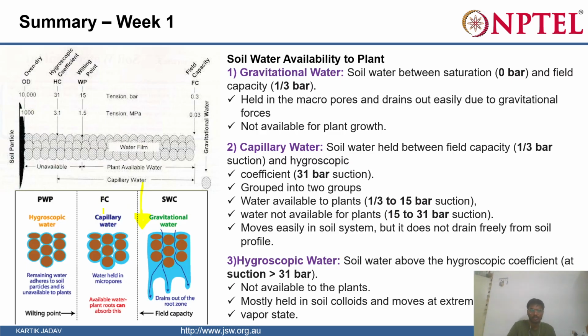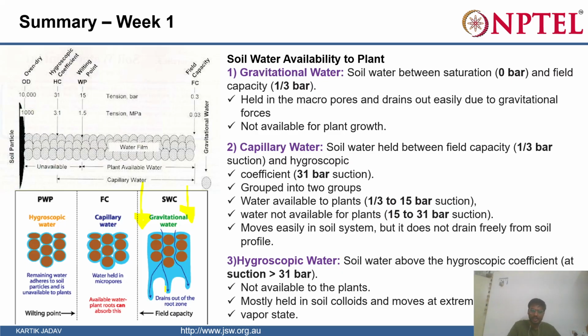So for that, simply understand that if we are flooding any soil, it's not that all the water will be retained in the soil. Soil absorbs the water, but it has a certain capacity. Whatever capacity it has, beyond that, whatever water is left will move down. That is the water that comes under gravitational water. It is just moved by gravity.